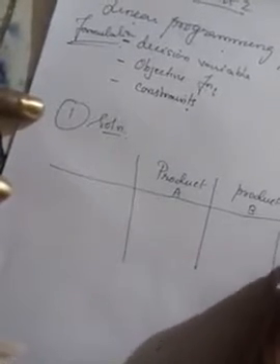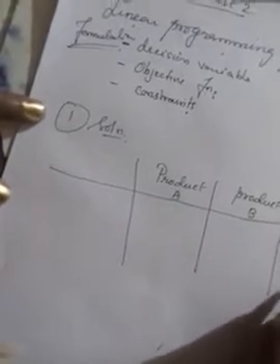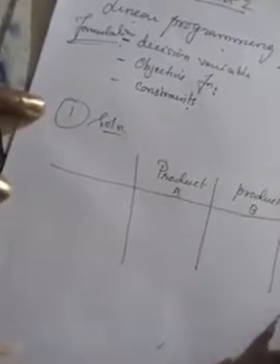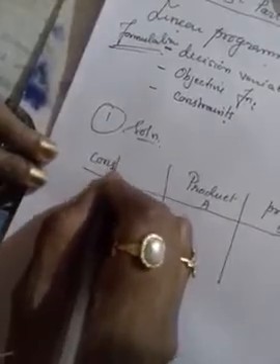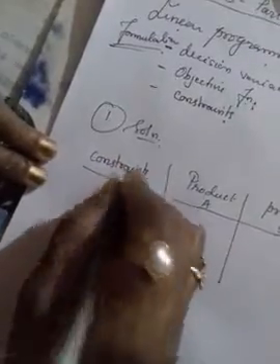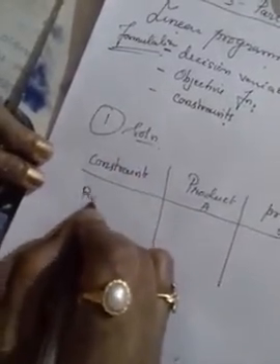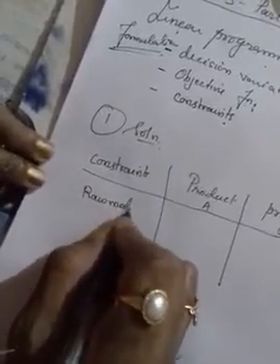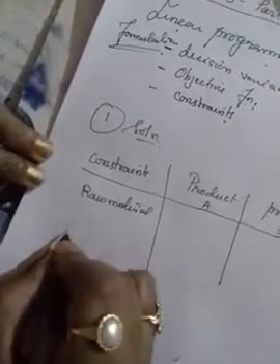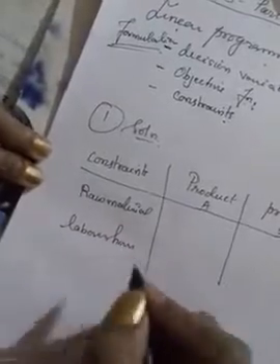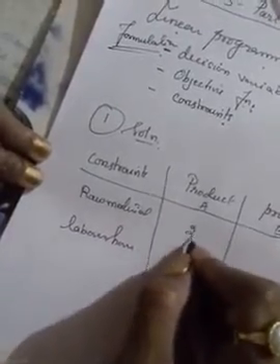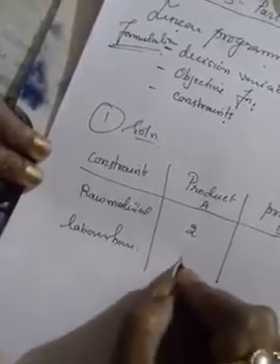How many resources? They said 60 kg raw material, 96 hours labor. So here I am going to write the constraints. Two constraints. First we are going to take raw material. Second constraint is labor hour. Okay, so the given data I am writing here.